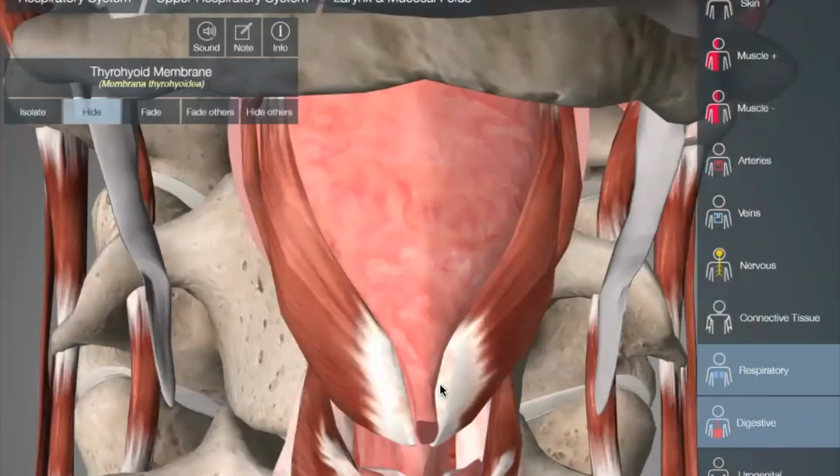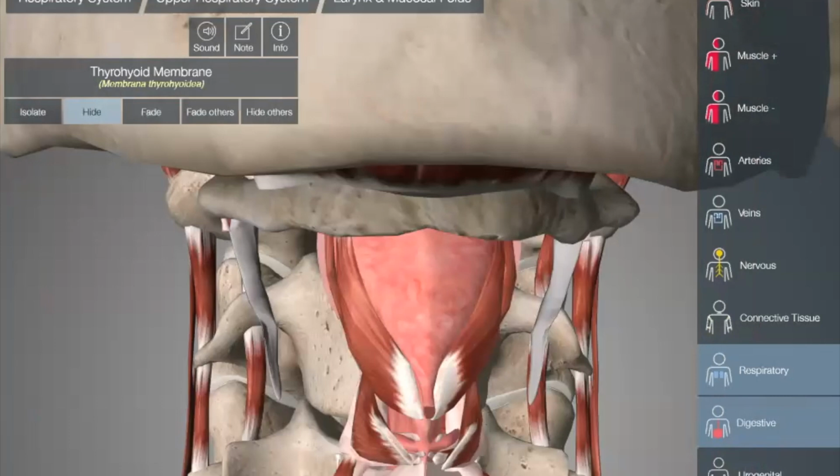Now we go to the muscles. First off, they're divided into extrinsic and intrinsic muscles. Just general information about the extrinsic muscles: they elevate or depress the larynx during swallowing.